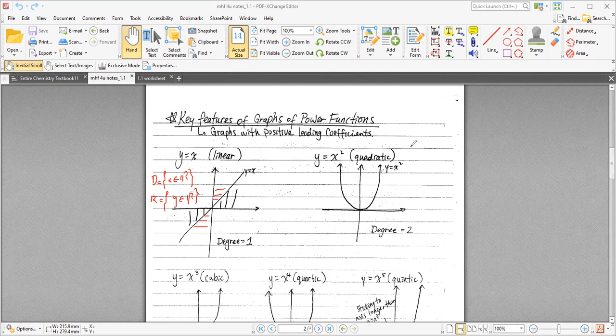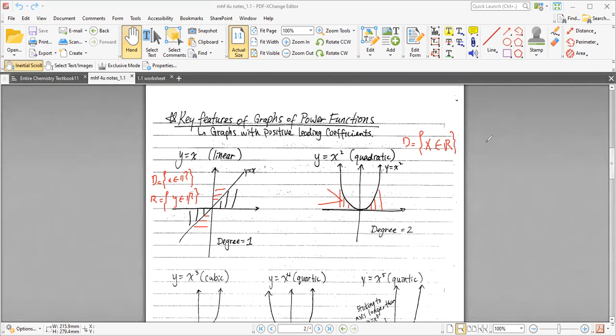For x power 2 here, for the domain, we have x belongs to the real numbers. This part, see, is covering the positive values of x, and this part is covering the negative values of x, and this continues forever. So there is no restriction for the domain.